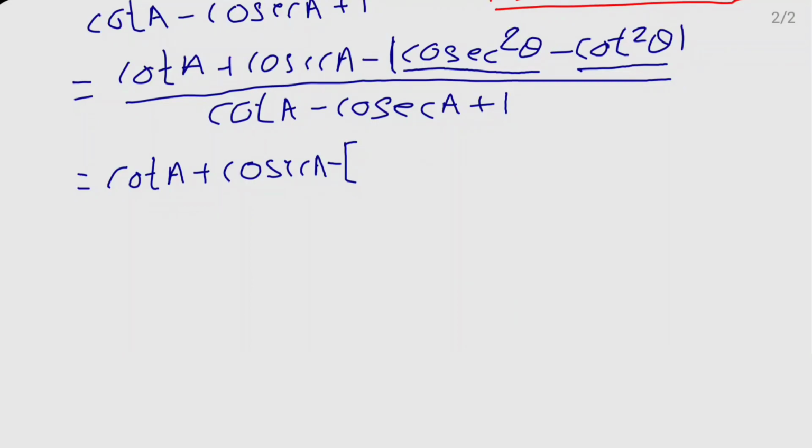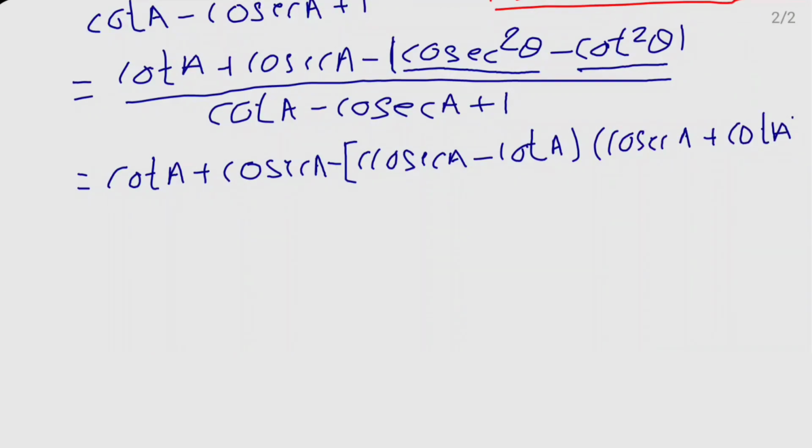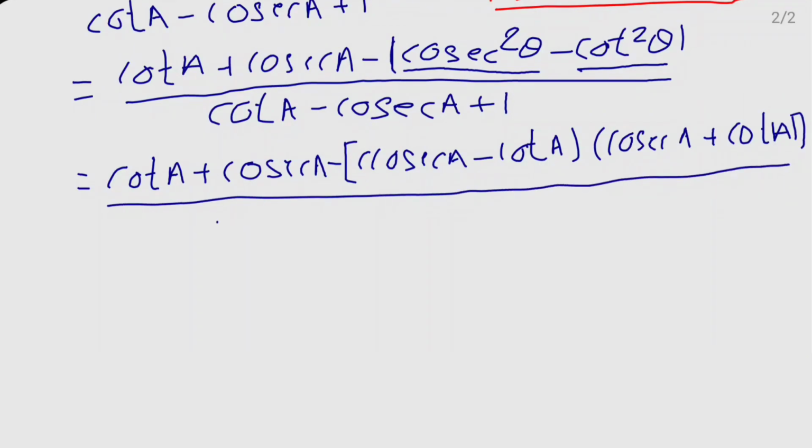So write down here (cosec A minus cot A) and (cosec A plus cot A), and this divided by cot A minus cosec A plus 1 as it is. Here also A.